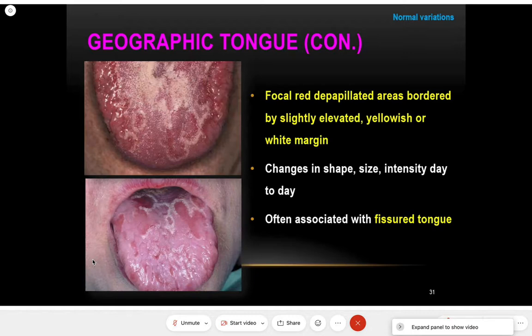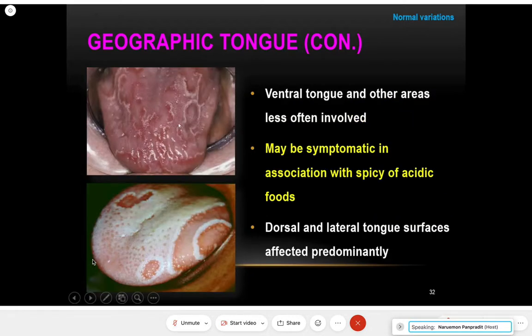This is also another picture of an example of geographic tongue. This red and beautiful white margin. Most of the cases appear on the dorsum of the tongue, but the ventral and other areas can also be involved. Most cases should be asymptomatic because it's a normal variation.